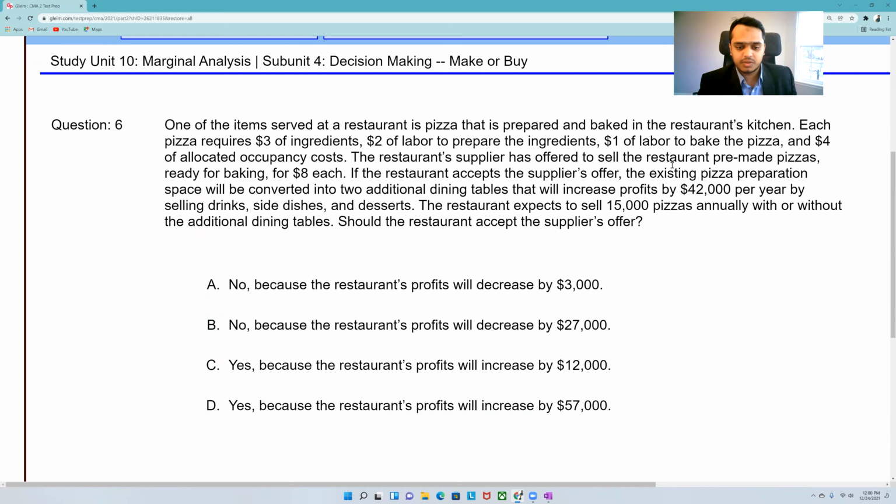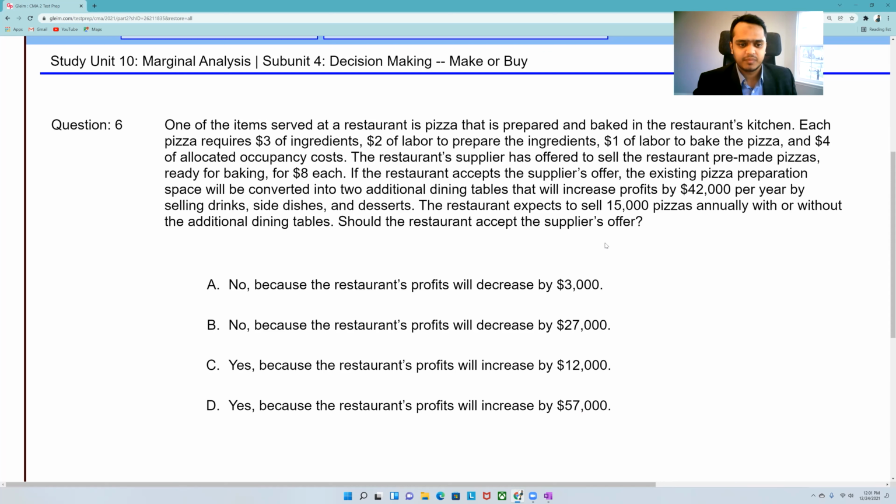Should the restaurant accept the supplier's offer is the question. What is the offer the supplier is giving? One of the items served at a restaurant is pizza that is prepared and baked in the restaurant's kitchen. Each pizza requires $3 of ingredients, $2 of labor to prepare the ingredients, $1 to bake the pizza, and $4 of allocated occupancy cost. So rent it is. The supplier has offered to sell the restaurant pre-made pizzas, ready for baking, at $8 each. Should we accept it? $8 each.